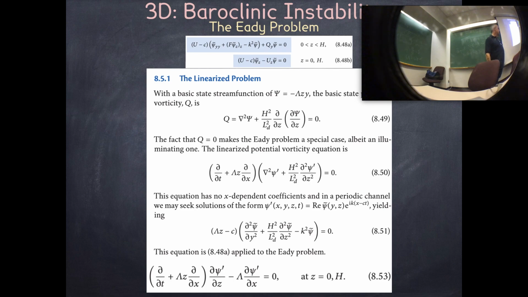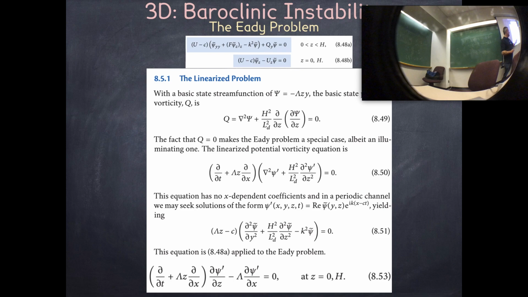Can I make lambda z equal c everywhere? No. I might be able to make it happen at one depth, because c has to be constant in the vertical, because it's assumed to be a constant. But I can't make it happen at all depths. So I've got to work on this hunk.